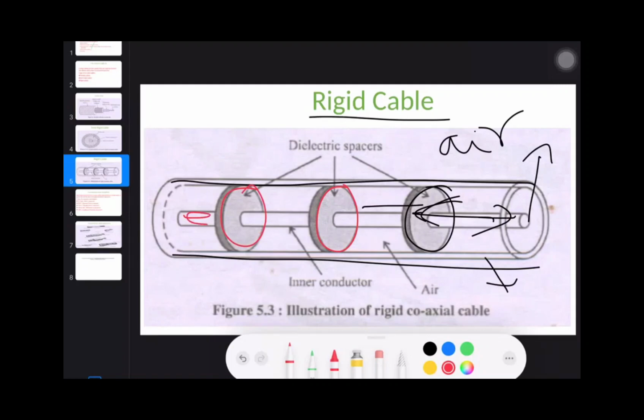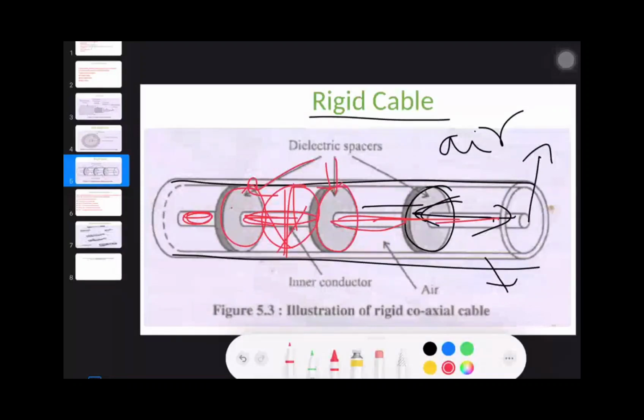This is the inner conductor, the path where the signal has to propagate. In between the conductors are the dielectric spacers, and between these spacers the dielectric medium, which is air, is filled so that the spacers are held tight. Whenever air is filled, as it has more capacity, the cable becomes rigid.